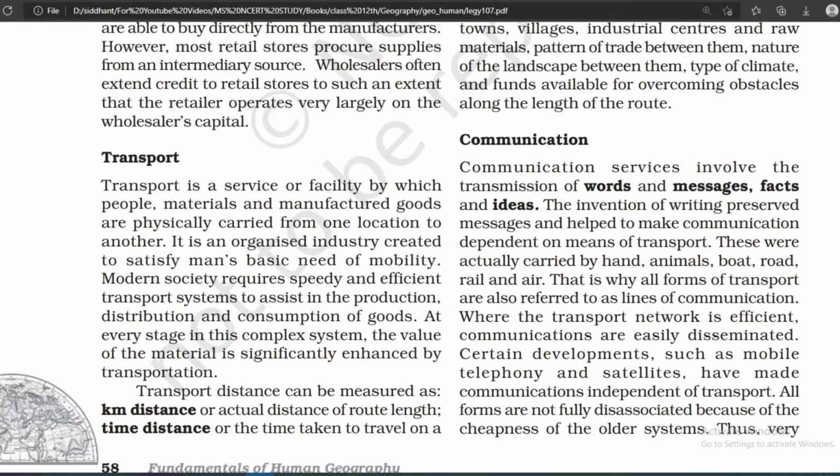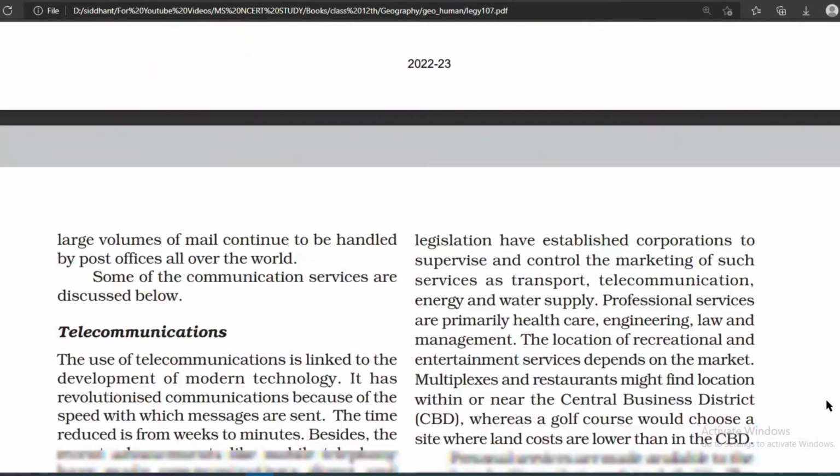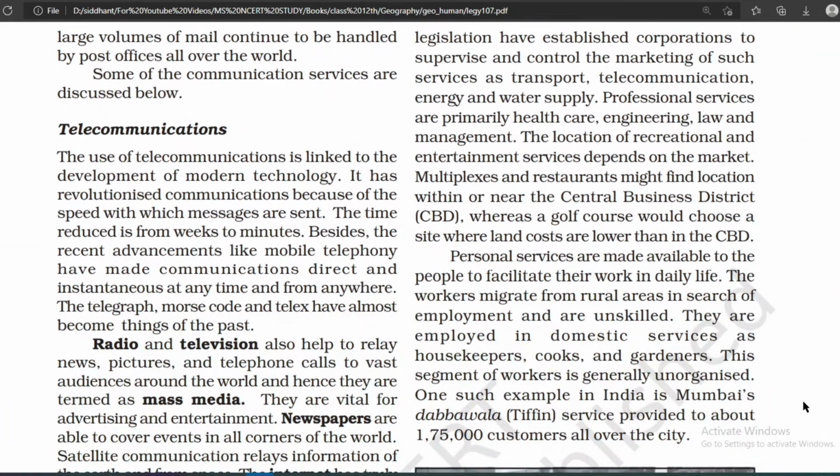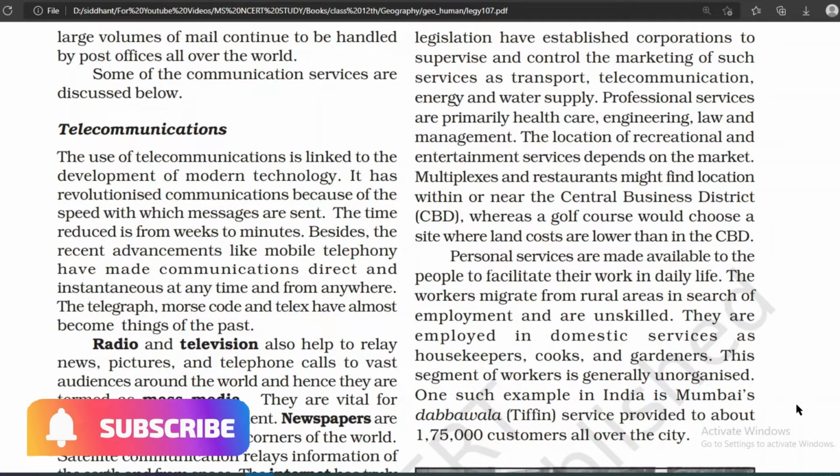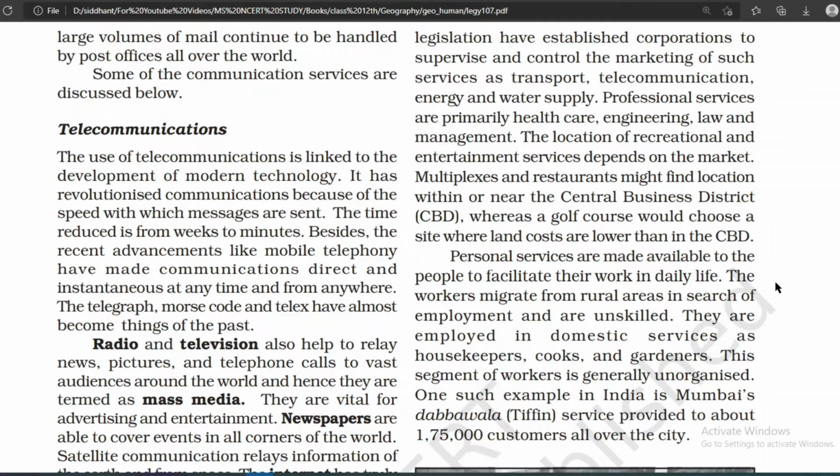Certain developments such as mobile telephony and satellites have made communication independent of transport. All forms are not fully dissociated because of the cheapness of the older system. Thus, a very large volume of mail continues to be handled by post offices all over the world. Some of the communication services are discussed below.